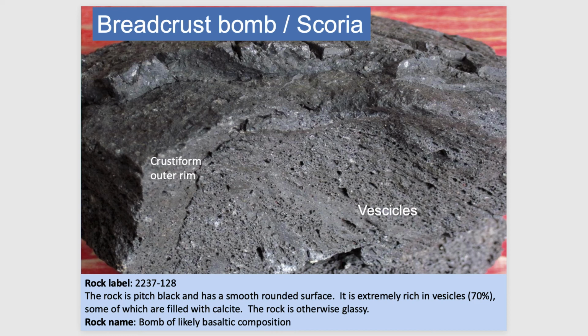In section you might see also a variable amount of vesicles, so we could call this a vesicular basalt, but that's for the composition of the bomb rather than the morphology. So remember, the rock will look pitch black and usually has a smooth rounded surface, and it's quite often rich in vesicles. In this particular specimen, more than 70% of the specimen is characterized by vesicles.